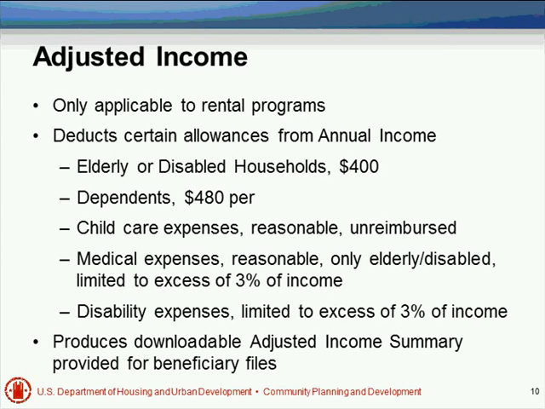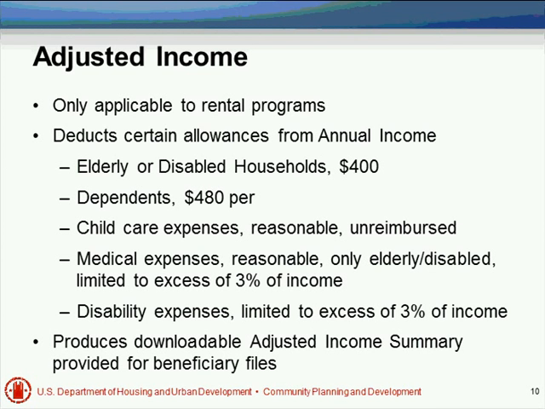Then we have child care expenses, okay, which have to be reasonable and unreimbursed from another program. It allows somebody to go to work, go to school, go to job training, all of that. And then we have 2 more categories, medical expenses, okay, and that's only for elderly or disabled households, and it's what is in excess of 3% of income. And then finally, disability expenses, anything in excess of 3% of income, okay?